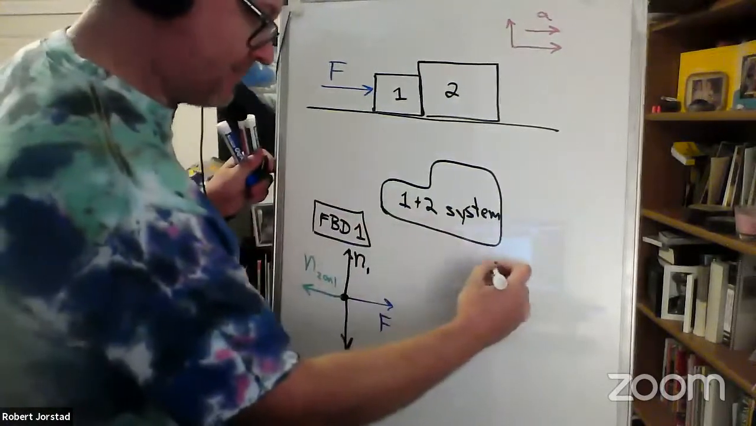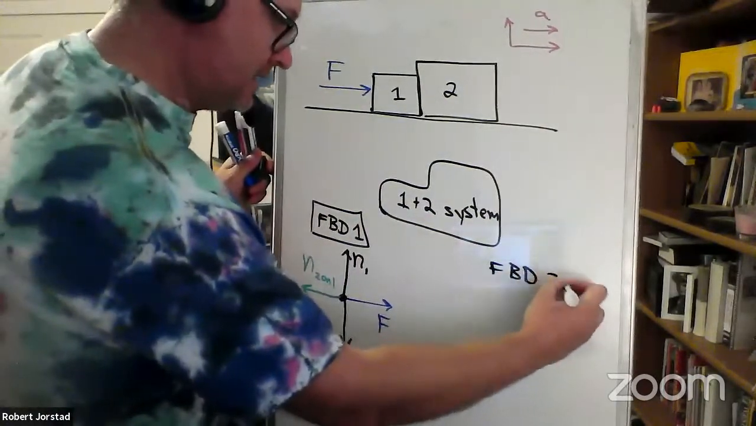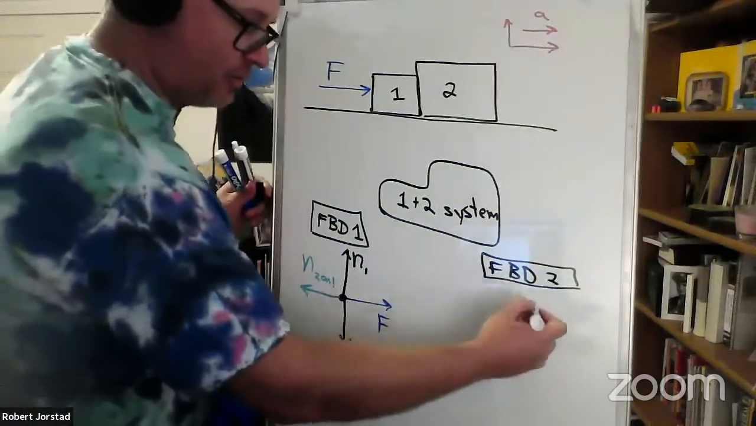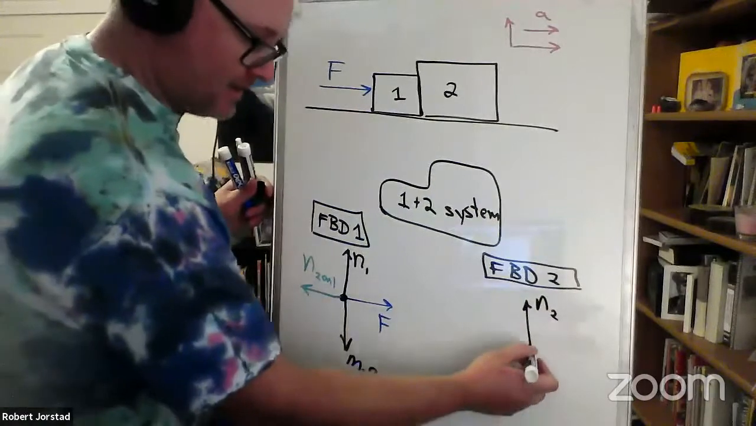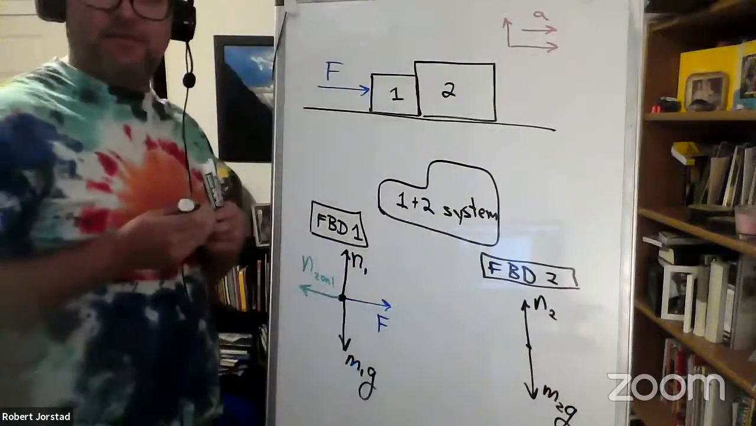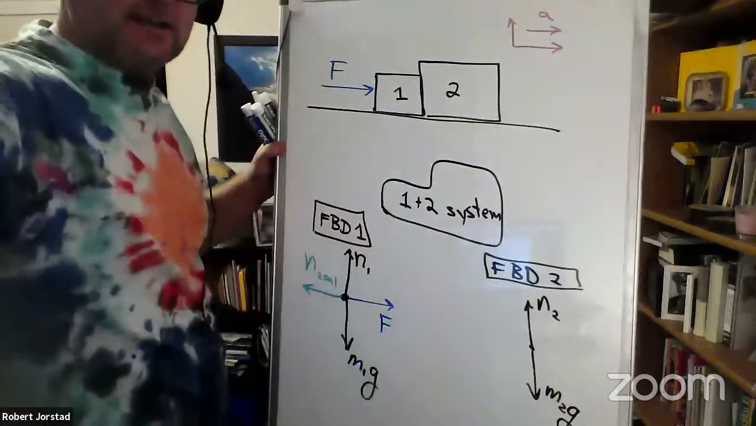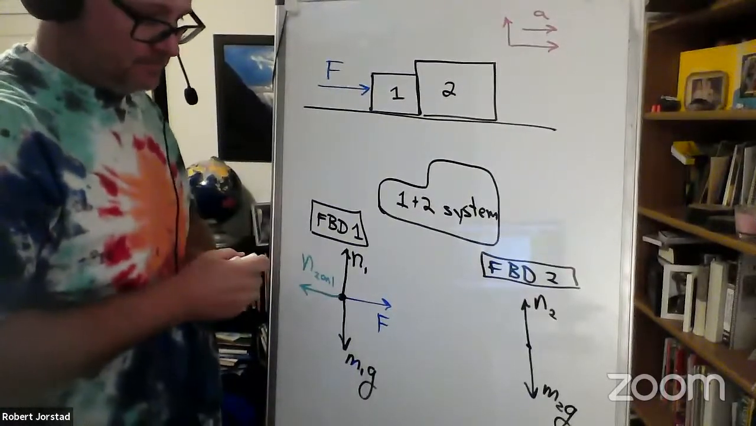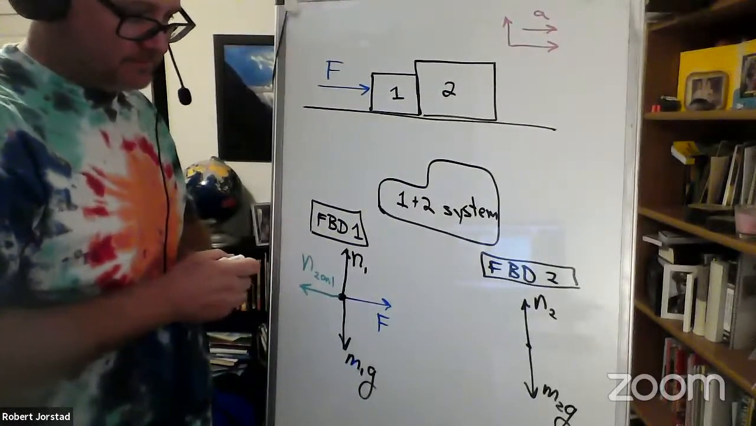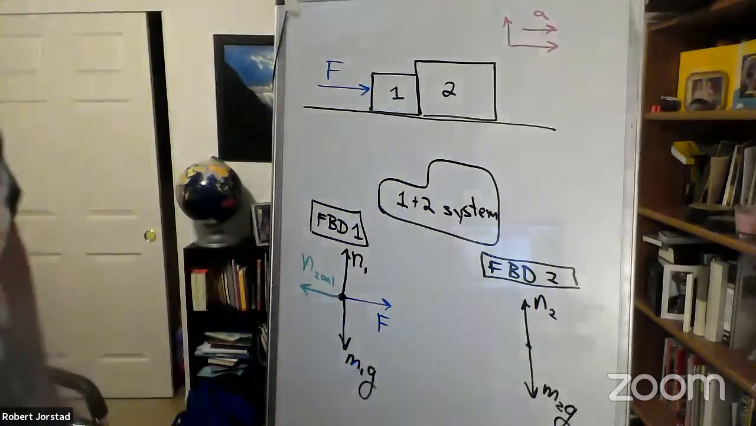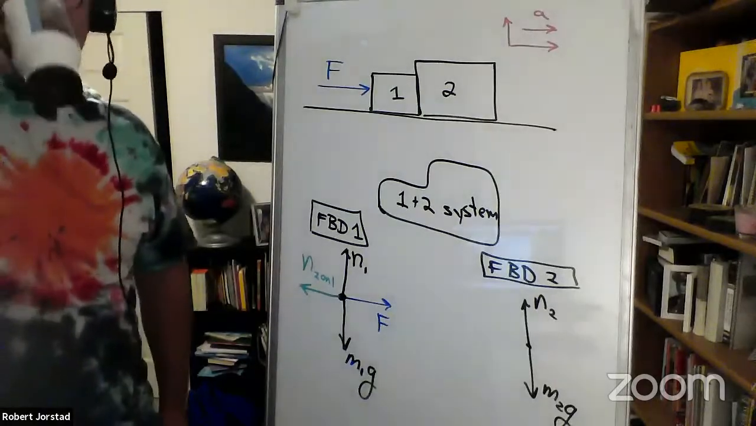Let's look at the FBD of block 2. Okay, well, I know there's going to be a normal force up, and I know there's going to be an M2G down. I'll do those two. You guys got that right away. Other forces. Are there any other forces acting on block 2? There's also a second normal force.